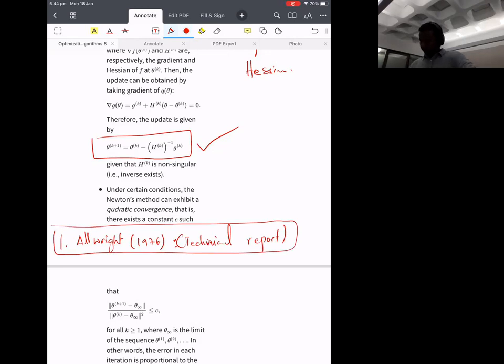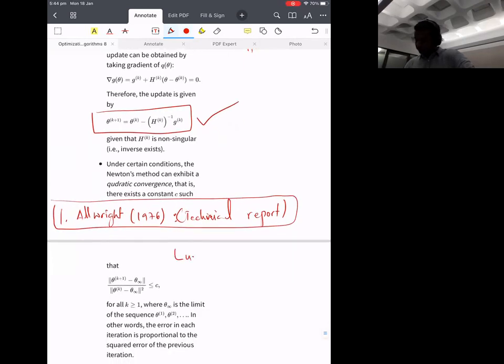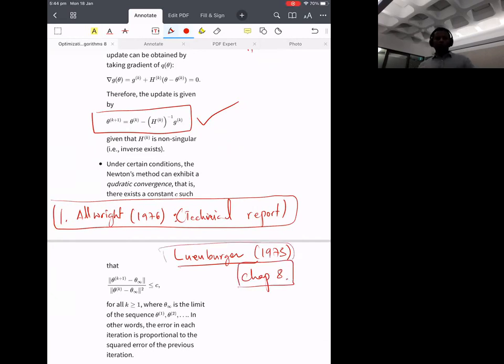Another very nice book for optimization is Luenberger, a 1973 book. You can see that our topics are very similar to this, particularly chapter 8. If you're interested in knowing more of the math behind all these methods, Luenberger has a very good treatment on this. The book title is Introduction to Linear and Nonlinear Programming, and it's a classical book. Have a look. I think I'll stop here.